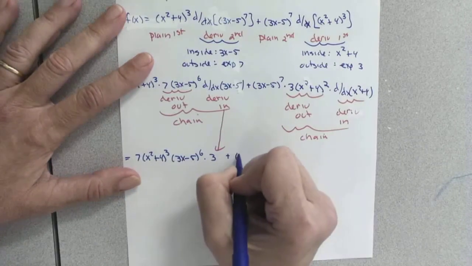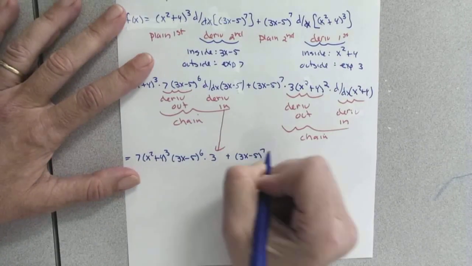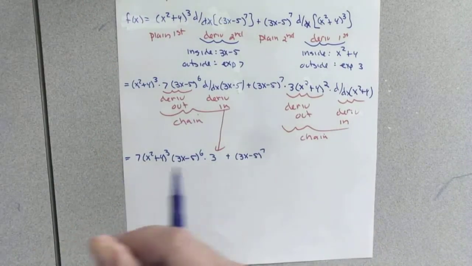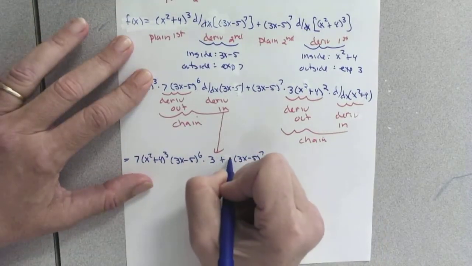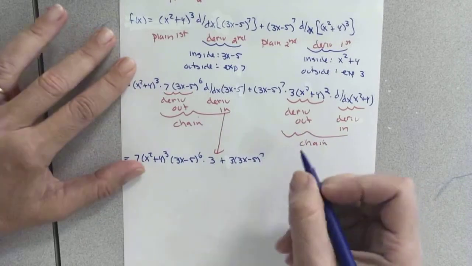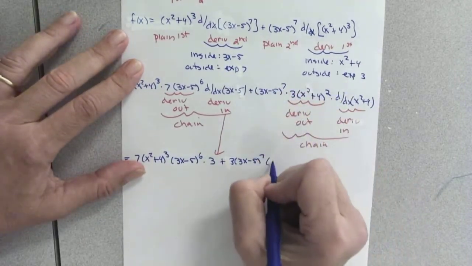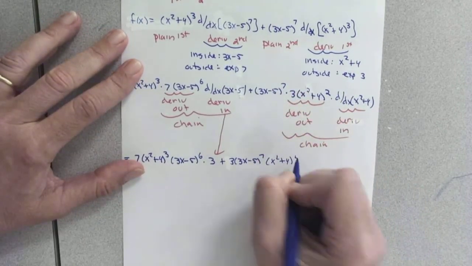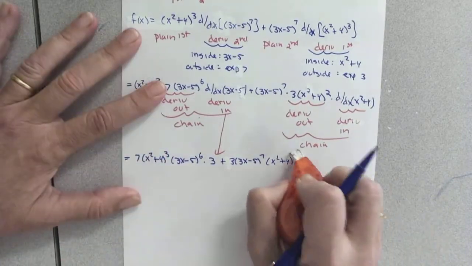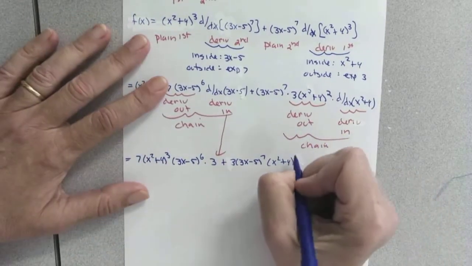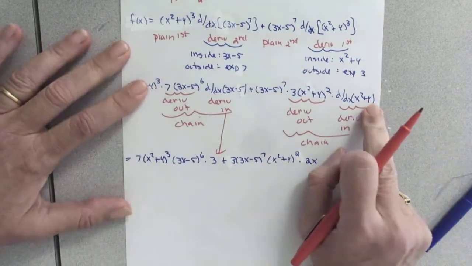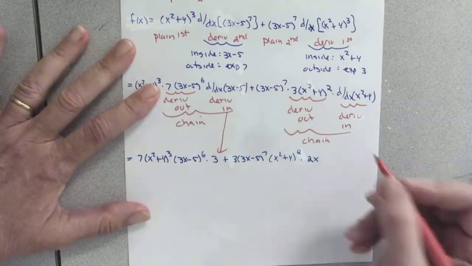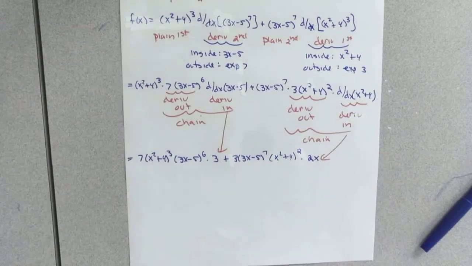Then I'm up to that plus sign, so 3x minus 5 to the 7th. And I'm going to move that 3 to the front again, too, because it looks prettier there. So just moving that 3 to the front. And then x squared plus 4, quantity squared. Then my derivative of the inside, that derivative on the end, the derivative of x squared plus 4, 2x. And so that's where that 2x came from.